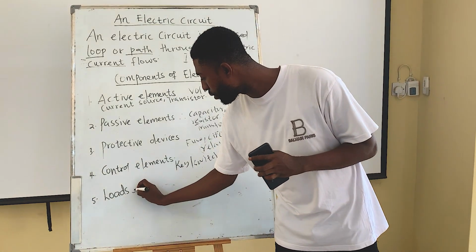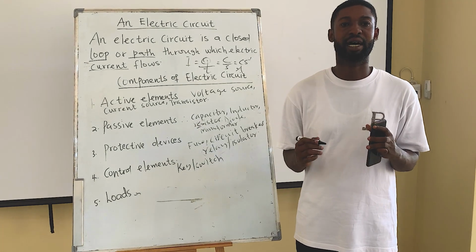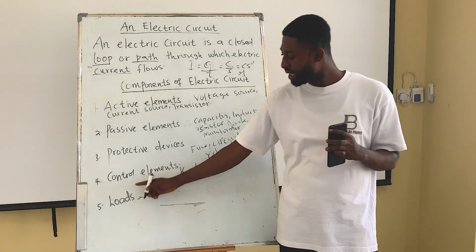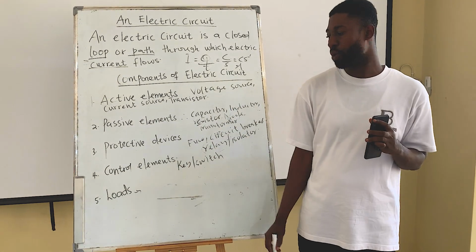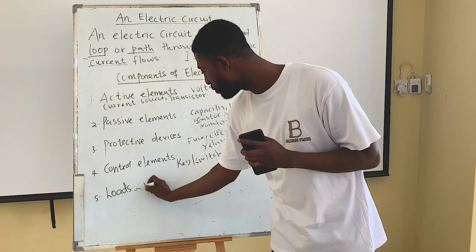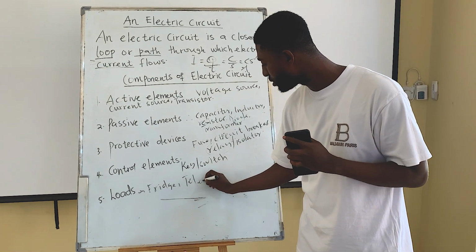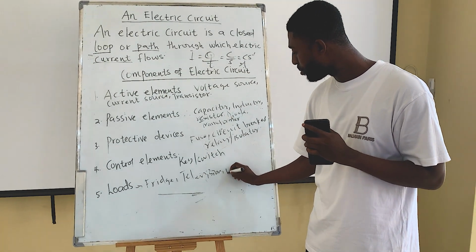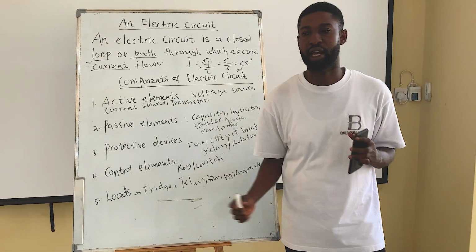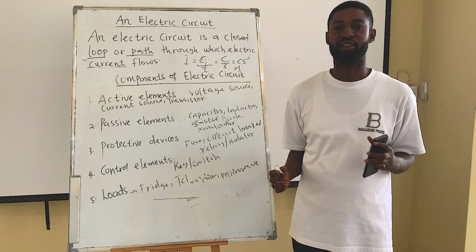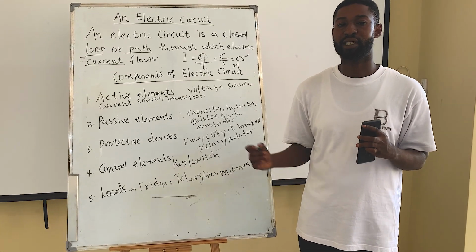Then finally, we have what we call electrical loads. Now, a load is any electrical appliance that consumes electrical energy. So all the electrical appliances in your house that are connected to the electrical network are what we call a load. Examples of loads are a fridge, television, microwave, electric iron, electric kettle, air conditioning. These are all electrical loads because they are connected to the electrical network to consume the energy which is generated.